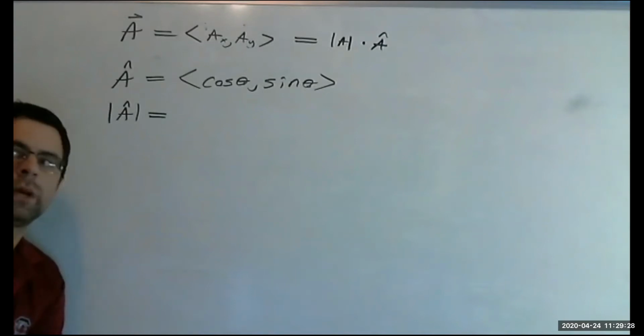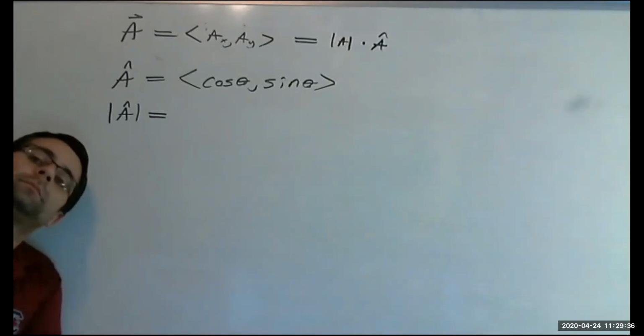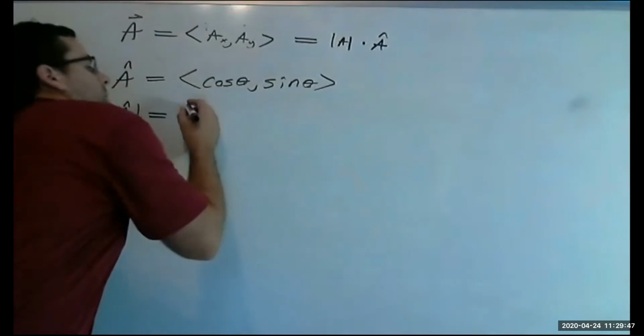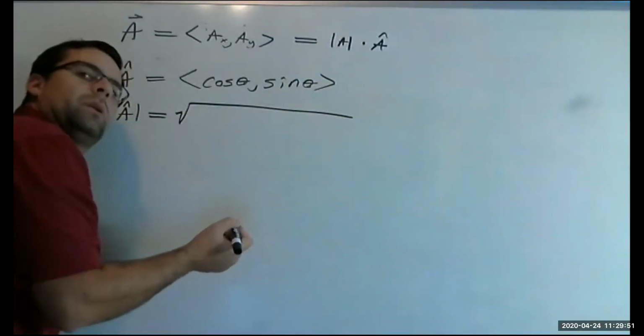What's the formula for magnitude of a vector? R squared equals X squared plus Y squared. Okay. So the square root of the x squared plus the y squared.